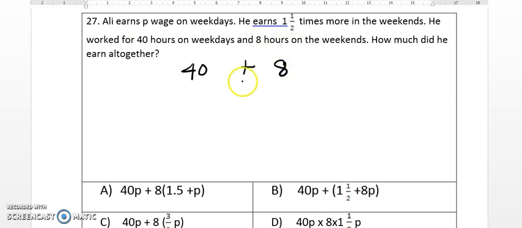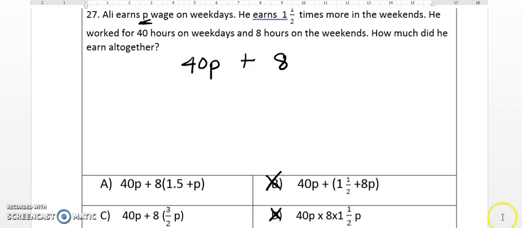Now let's see what they want. This one is what they are using, P. So here put P. Now let's see, 40P plus 8. This one could be 40P plus 8. This one could be 40P plus. This one is not 8, so here is wrong. Oh, this one is not plus. This one is times.